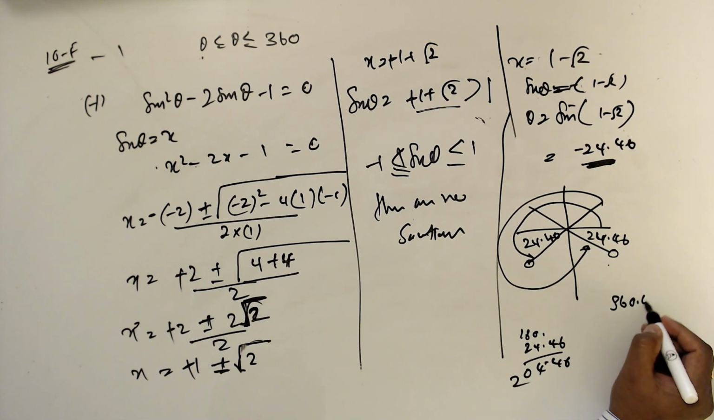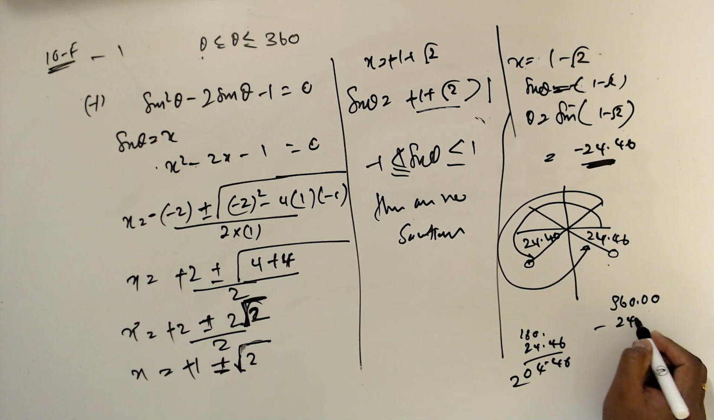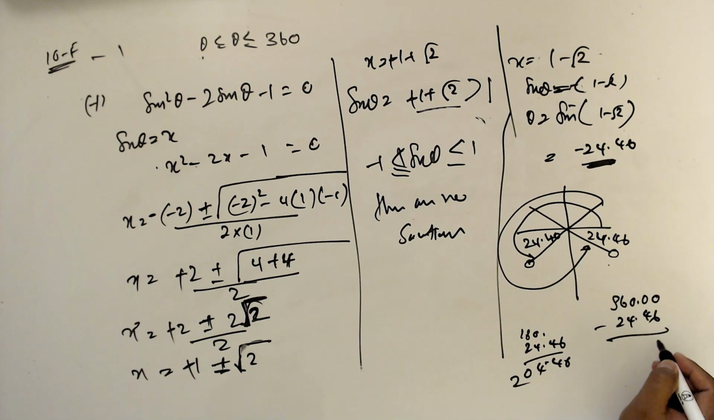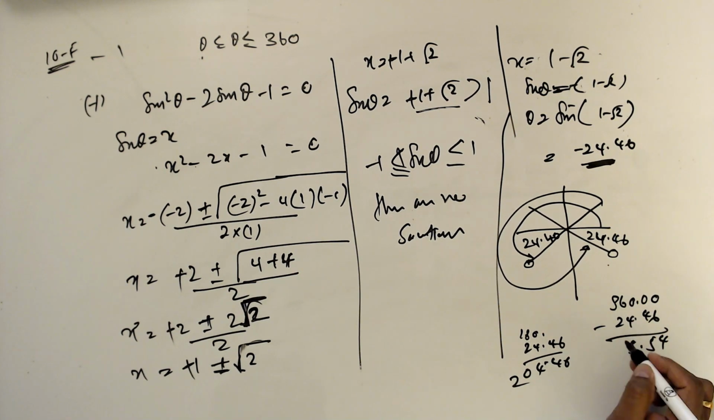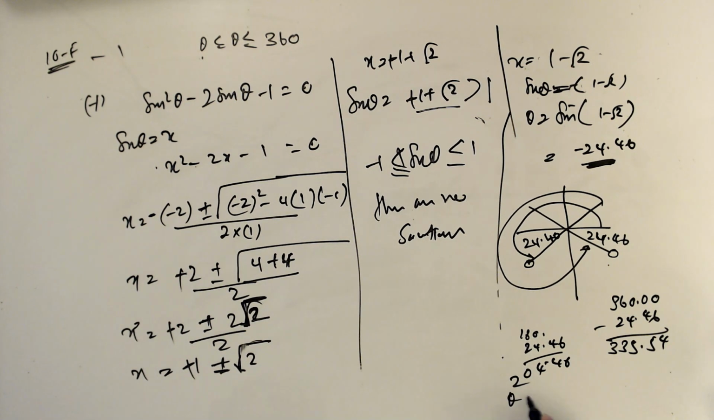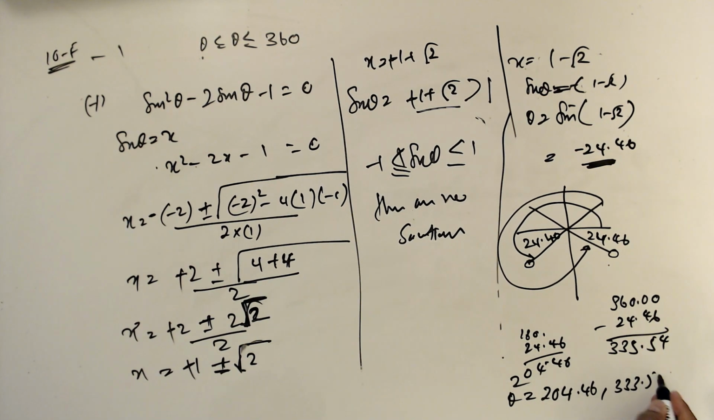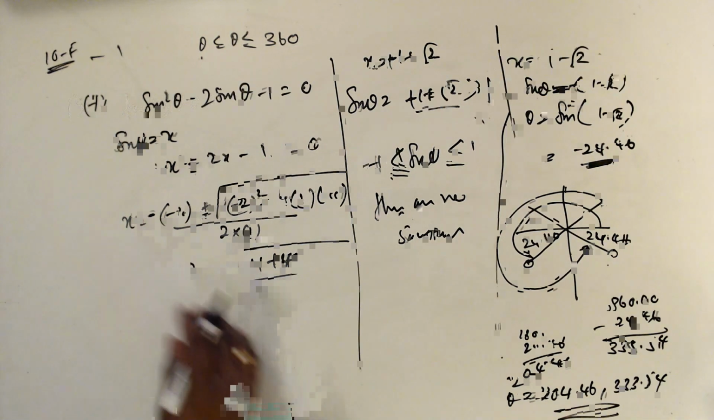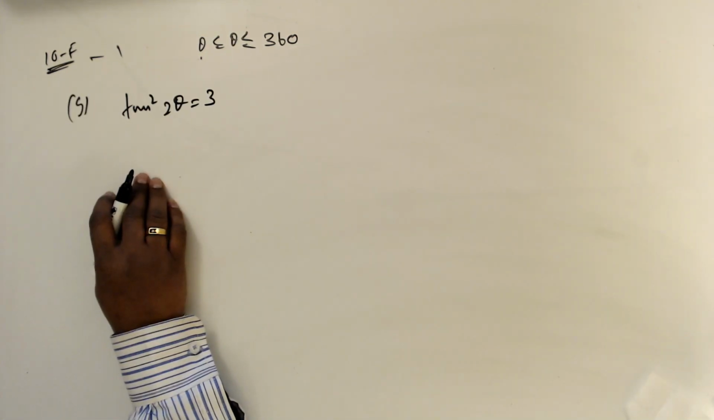The other angle is 360 minus 24.46, which is 335.54. So the two answers for this one are theta equals 204.46 and 335.54. Part G: tan squared 2 theta equals 3.